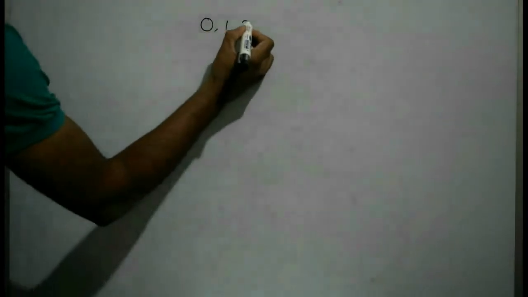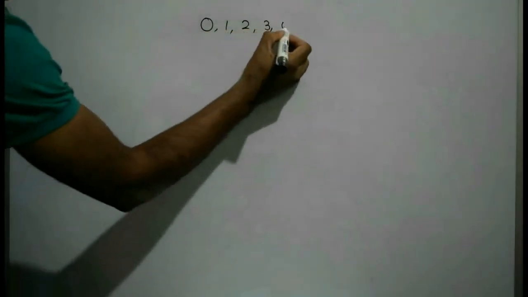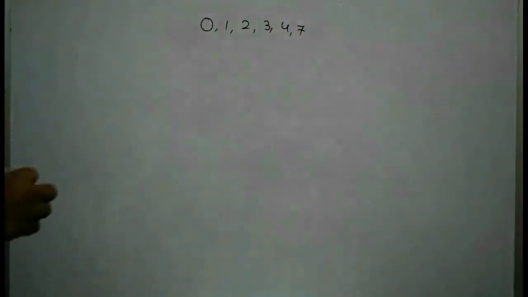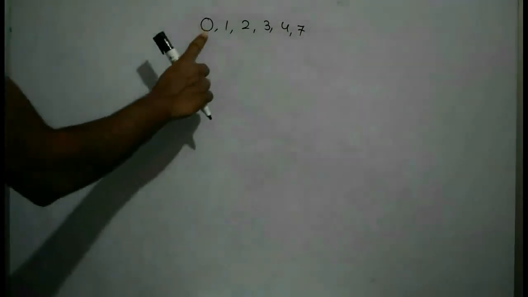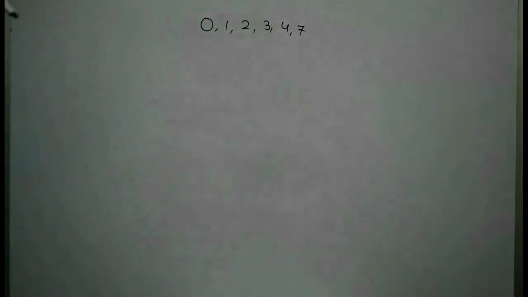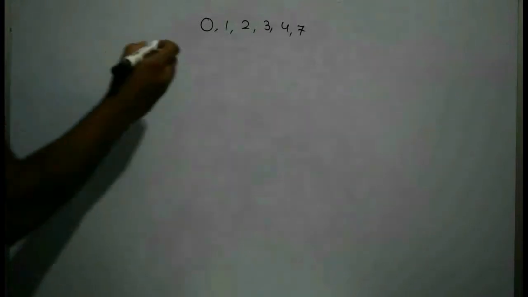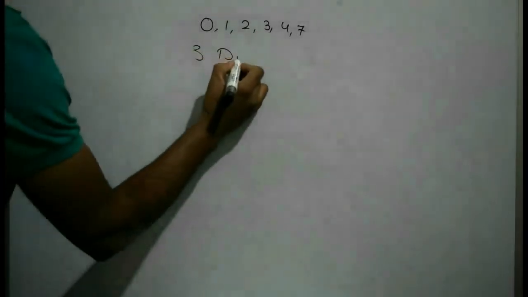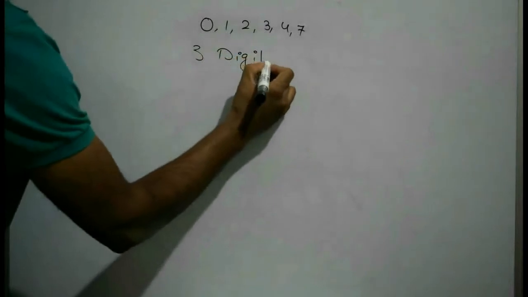Now you see 0, 1, 2, 3, 4, 7. Here you count how many digits are given to us: 1, 2, 3, 4, 5, 6. Six digits are given to us. Now using these 6 digits, you have to form a 3-digited even number. See the condition: we have to form a 3-digited even number.